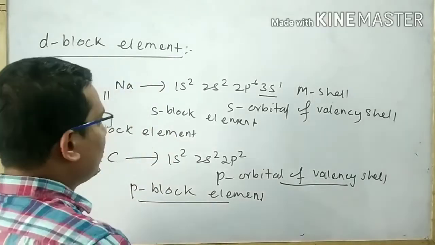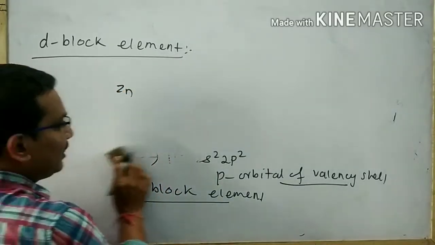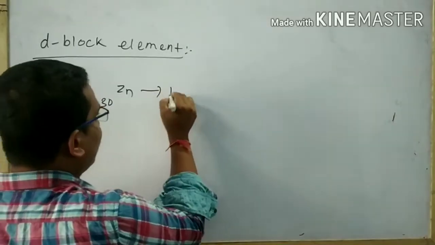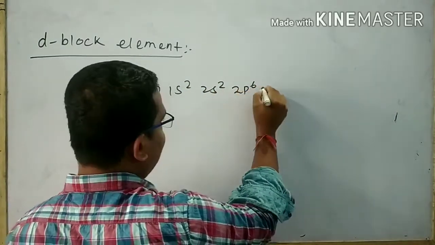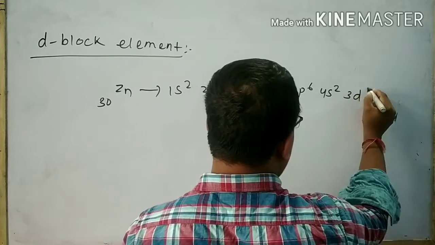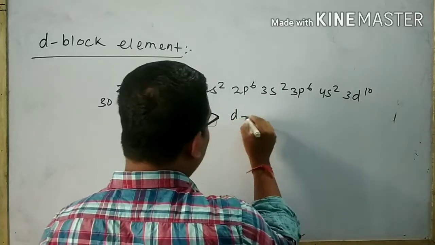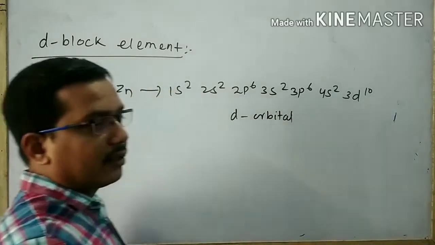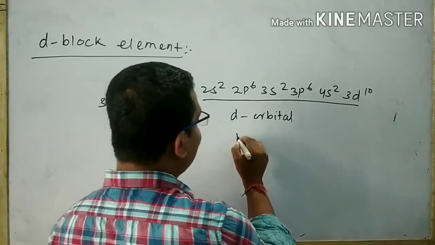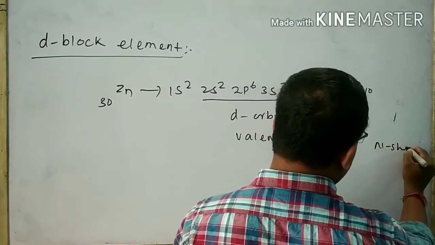But if I draw the electronic configuration of zinc, zinc has atomic number 30, and its electronic configuration is 1s2, 2s2, 2p6, 3s2, 3p6, 4s2, 3d10. Here the last electron goes to the d orbital. From this electronic configuration, it is clear that here the valency cell is 4, that is the N cell.